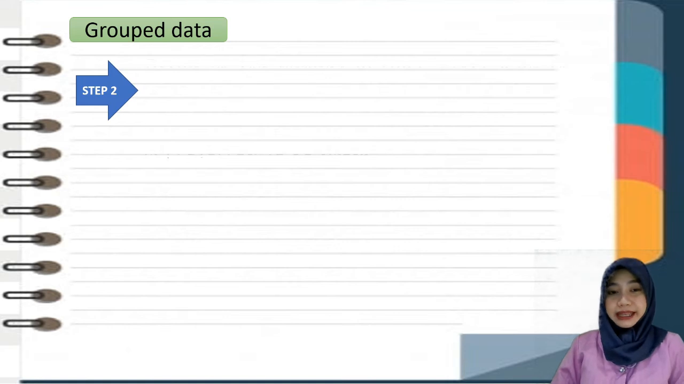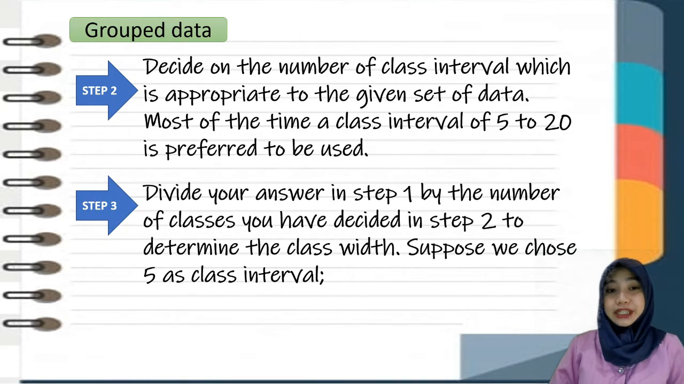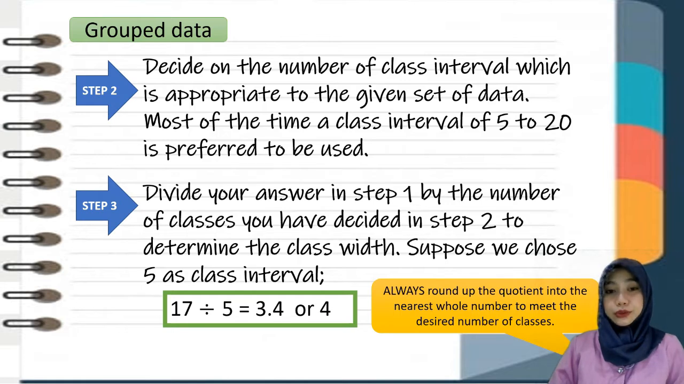Step 2. Decide on the number of class intervals which is appropriate to the given set of data. Most of the time, a class interval of 5 to 20 is preferred. And step 3, divide your answer in step 1 by the number of classes you have decided in step 2 to determine the class width. Suppose we choose 5 as class interval. So we have 17 divided by 5 is equal to 3.4 or 4. Always round up the quotient to the nearest whole number to meet the desired number of classes.